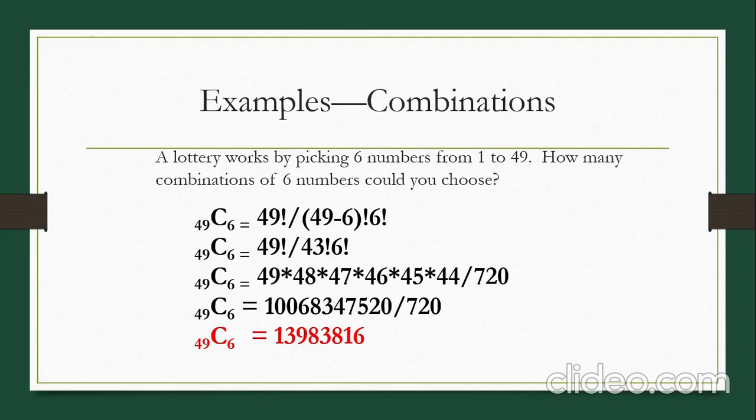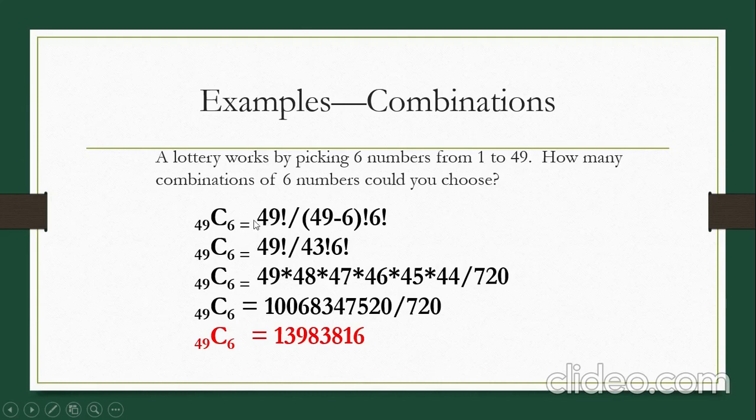Then, for that particular lottery, you are going to pick 6 numbers, and you have to choose from 1 to 49. The question is, how many combinations of 6 numbers could you choose? So, our n is 49 and our r is 6.